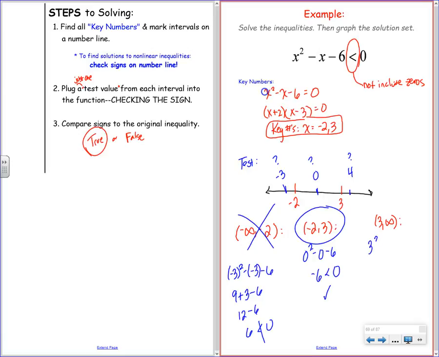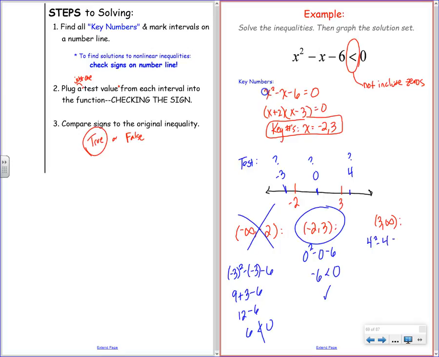This one, if I plug in 3 squared minus 3 minus 6, that's going to be 9 minus 3 minus 6. Ooh, I'm not supposed to be plugging in 3. I'm supposed to be plugging in not the key number but the test number. Did anybody figure out that was 0 and we would have been in trouble? That doesn't work. We need to figure out whether it's positive or negative. So now, okay, plugging in 4.